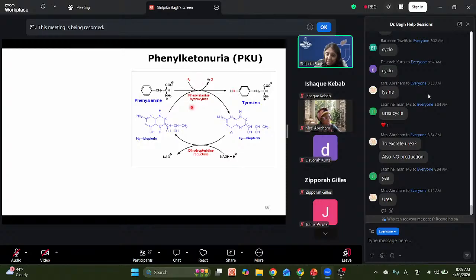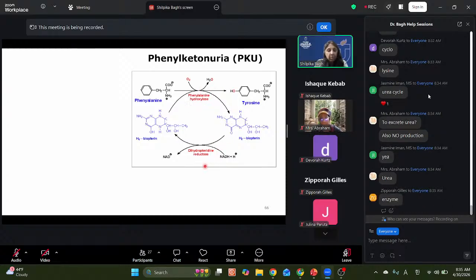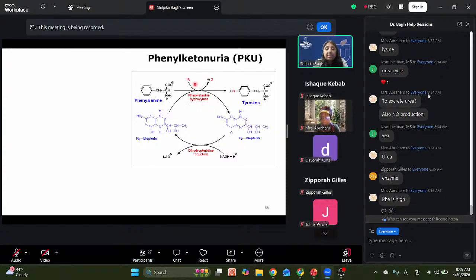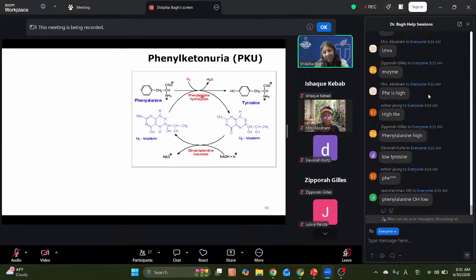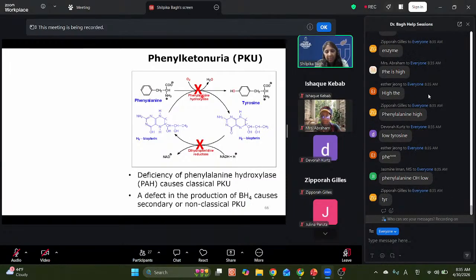Is classic PKU an enzyme or cofactor defect? Classic is an enzyme defect. So what is high and what is low in classic PKU patients? Anything? Anyone? What could be high? Phenylalanine is high. And what is low? Tyrosine is low. Absolutely wonderful.